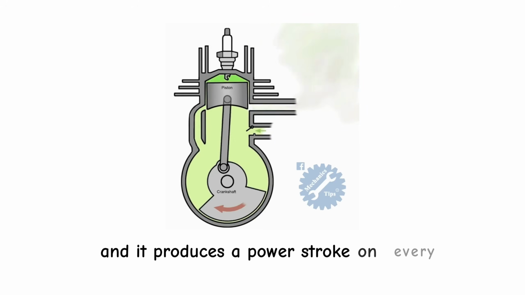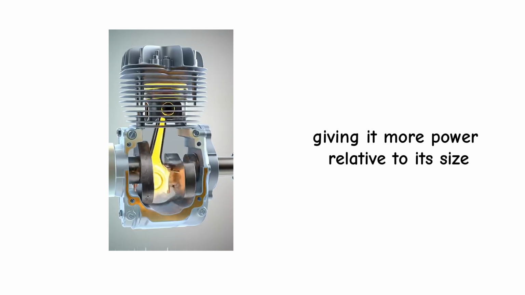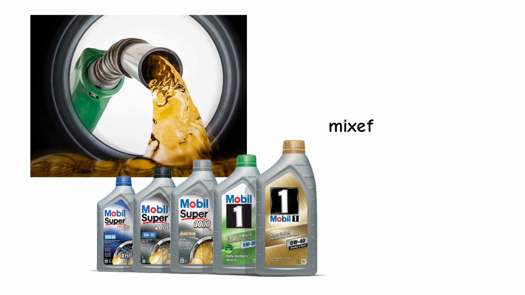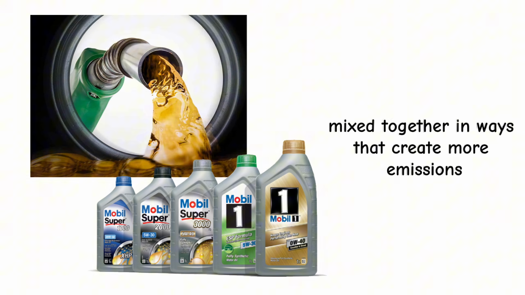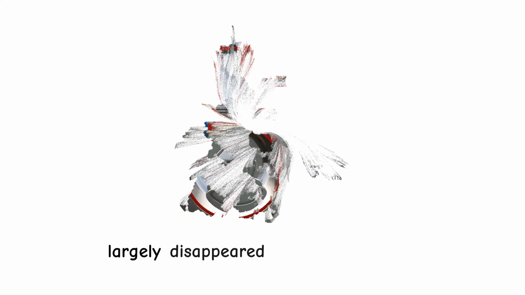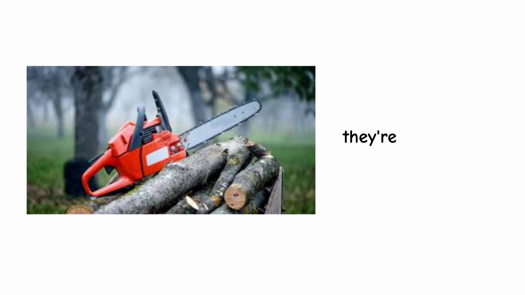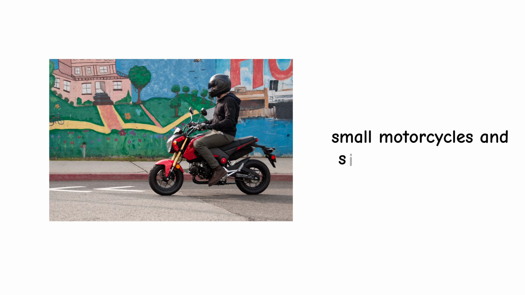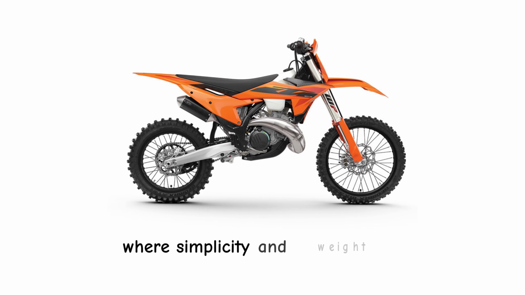This makes the engine lighter and simpler, and it produces a power stroke on every revolution, giving it more power relative to its size. The downside is that fuel and oil mix together in ways that create more emissions, which is why two-strokes largely disappeared from road vehicles. They're still found in chainsaws, small motorcycles, and some marine engines, where simplicity and weight matter more than efficiency.